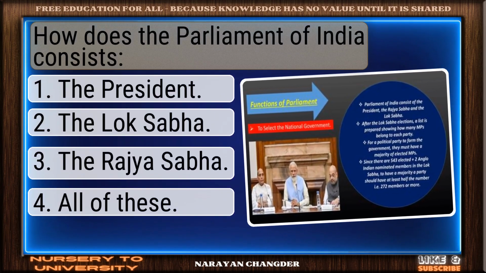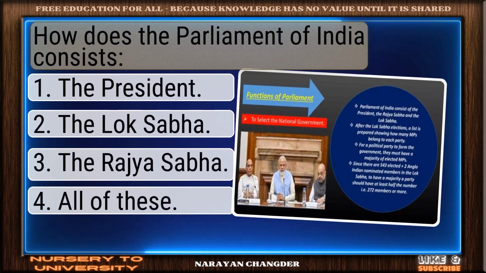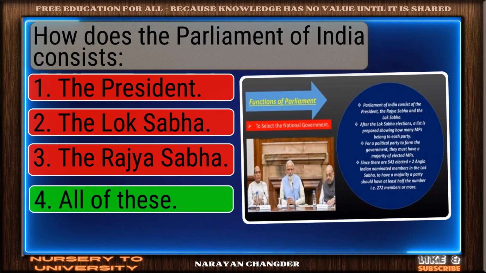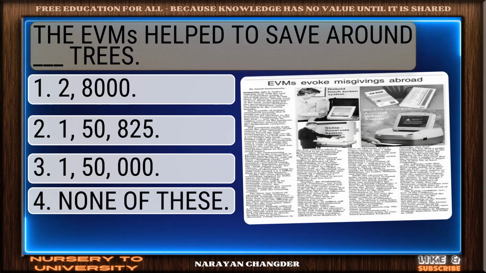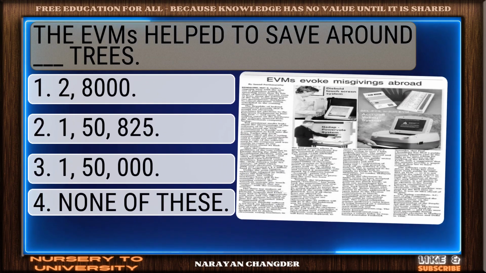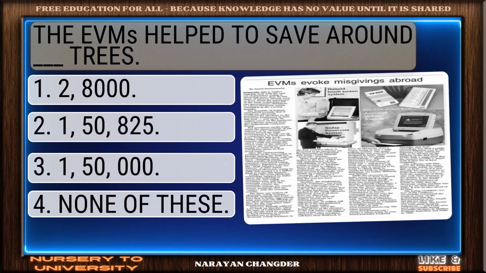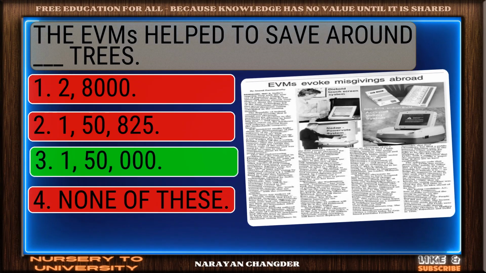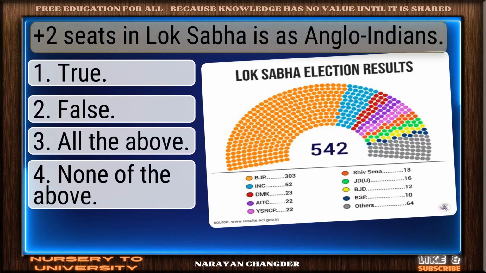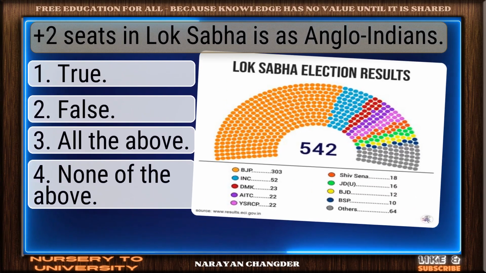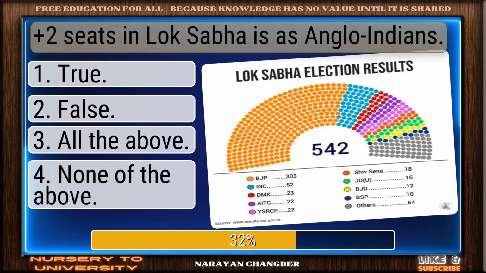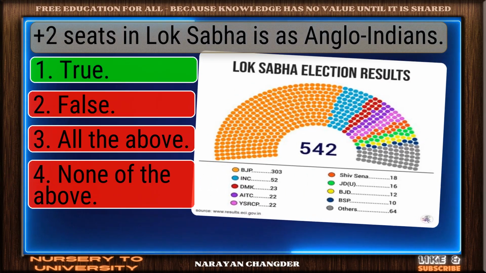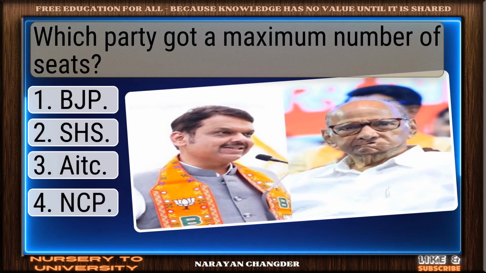Question number 152. How does the Parliament of India consist? You got it. Your choice all of these is right. Question number 153. The EVMs help to save around dash trees. Great thinking. 150,000 is the right choice. Question number 154. Plus 2 seats in Lok Sabha is as Anglo-Indians. You chose true. And it is correct.